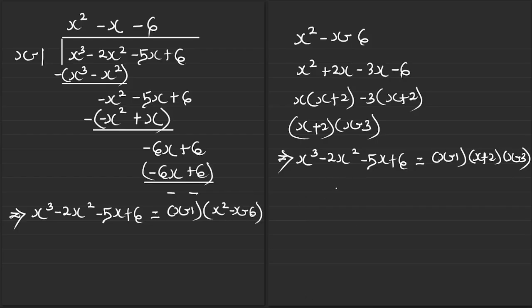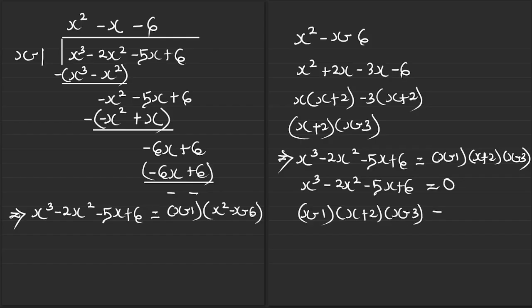So since we want to solve, we said x cubed minus 2x squared minus 5x plus 6 is equal to 0. Hence, this whole bracket we have here also has to be equated to 0. We'll be rewriting it as x minus 1, then x plus 2, and then x minus 3 is equal to 0. So with that, you take your brackets one after the other.